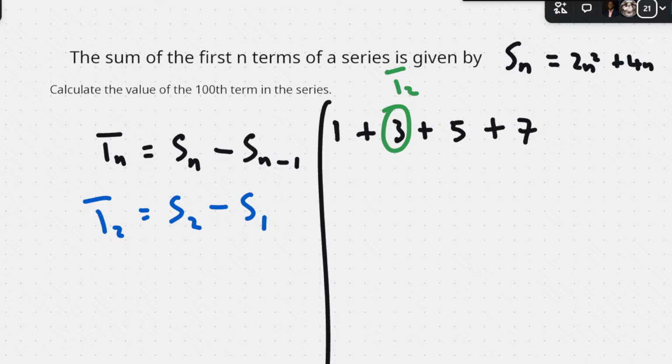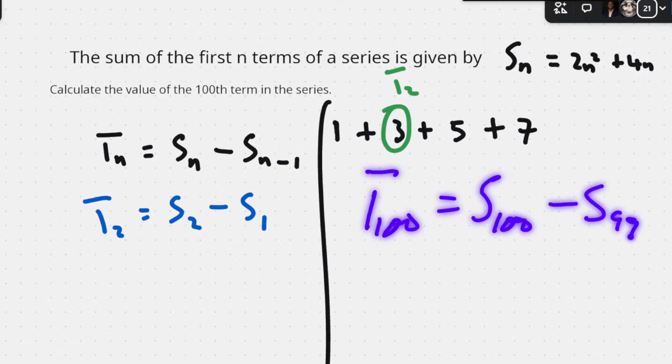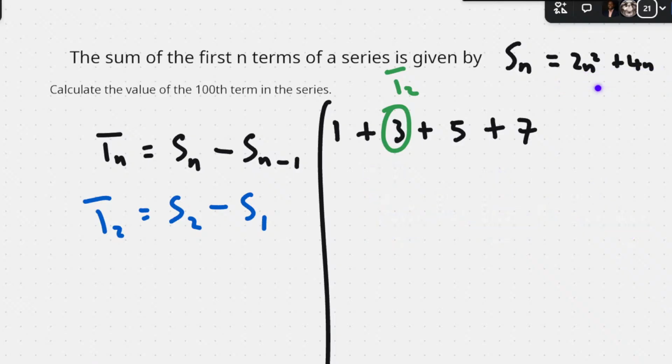If we want term number 100 here to answer this question, I must say T100 is equal to, check this, surely it must be S100 minus S99. How do you find S100? You substitute 100 into that formula. How do you find S99? You do the exact same thing. You substitute 99 into that formula.